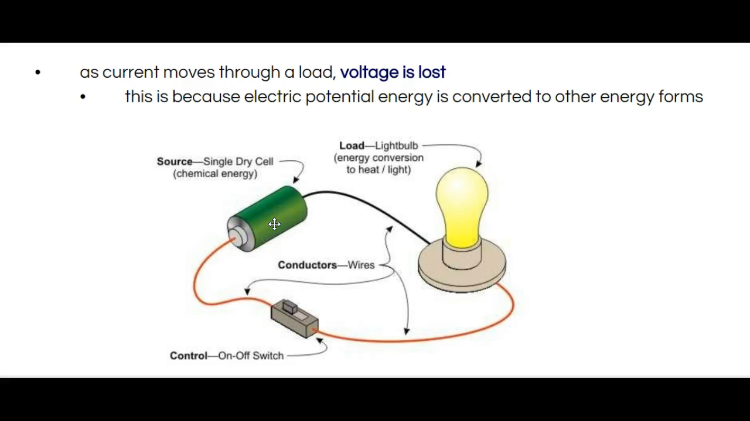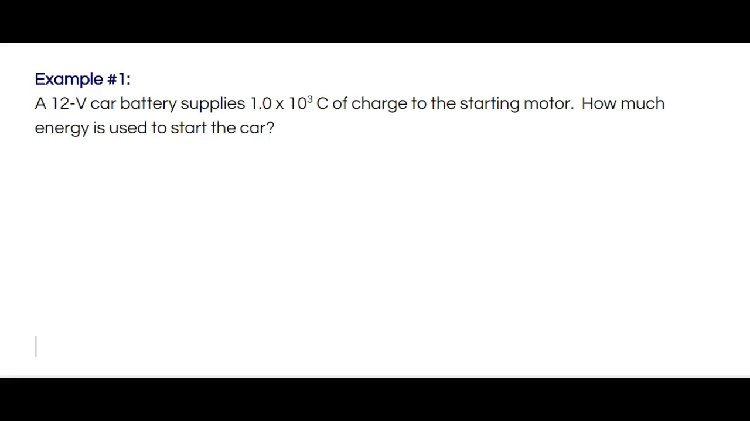So really important for you to remember that, and that's going to come into play as we look at some circuit diagrams. So here's an introductory question that I would like for you to attempt in relation to potential difference. It says a 12-volt car battery supplies 1,000 coulombs of charge to the starting motor. How much energy is used to start the car?